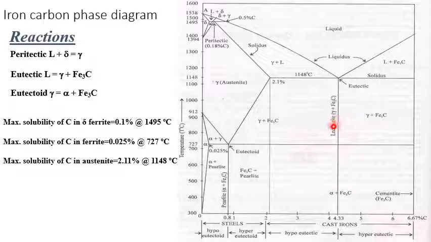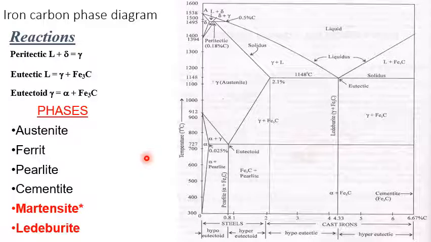But as we have discussed, the gamma is not stable at room temperature, so the gamma will dissociate into alpha plus Fe3C at room temperature. And also we have seen the maximum solubility of carbon in delta ferrite is 0.1% at 1495, and 0.025% at 727, and 2.11% at 1148. So as the temperature increases or decreases, the solubility of a foreign element in the parent atom also keeps on changing.